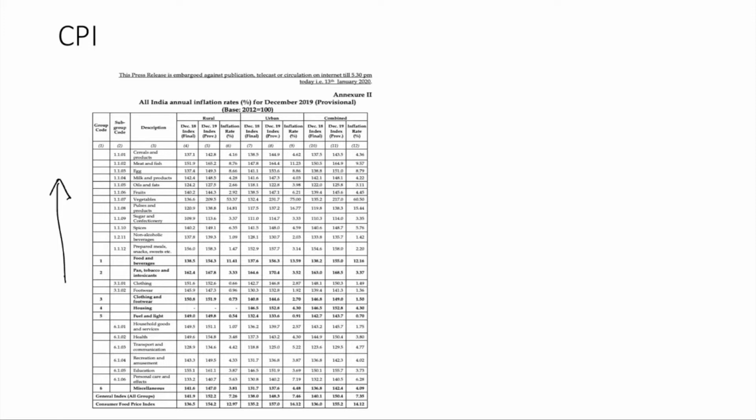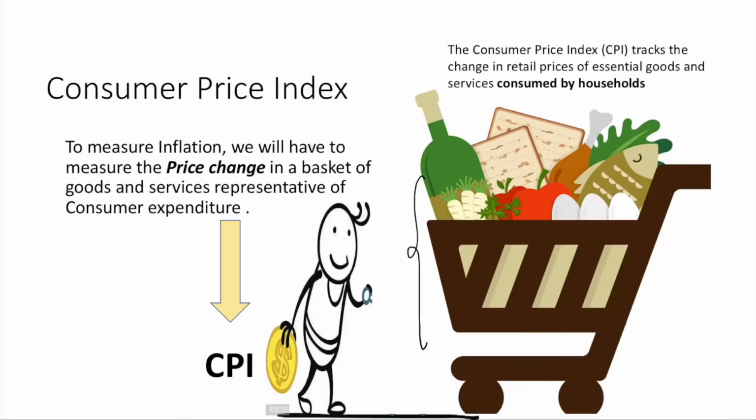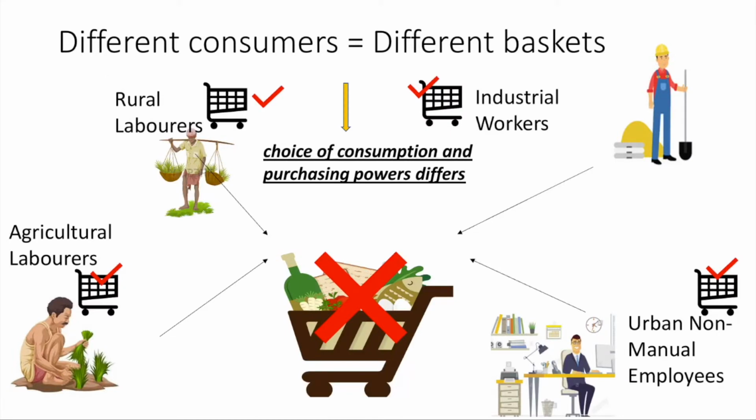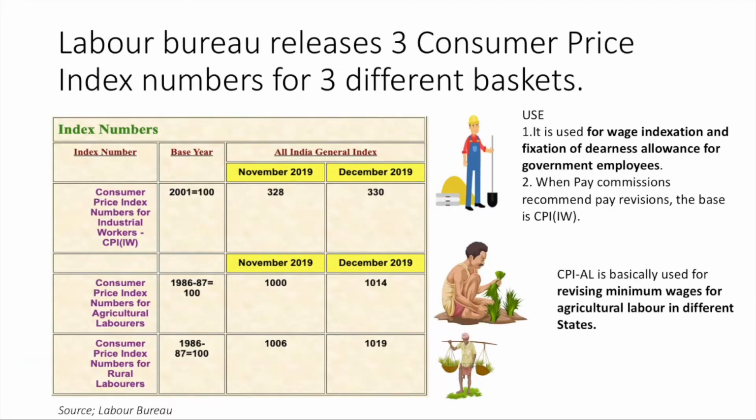Okay, so what does consumer price index do? It tracks the change in retail prices of the essential goods and services consumed by households, that is us, the consumer. Okay, now for different consumers, the essential needs may differ. So naturally, this basket is different for different consumers. So we have three CPI numbers representative of three baskets.